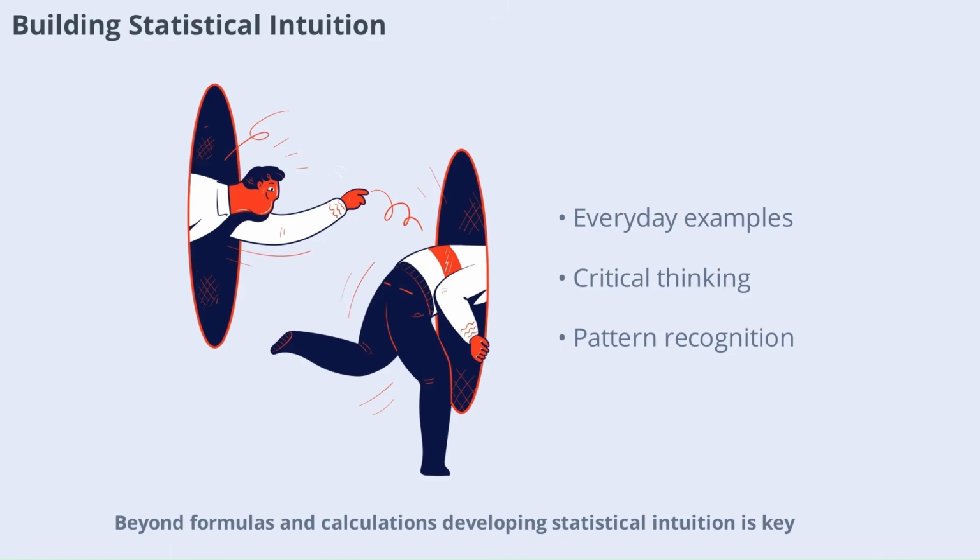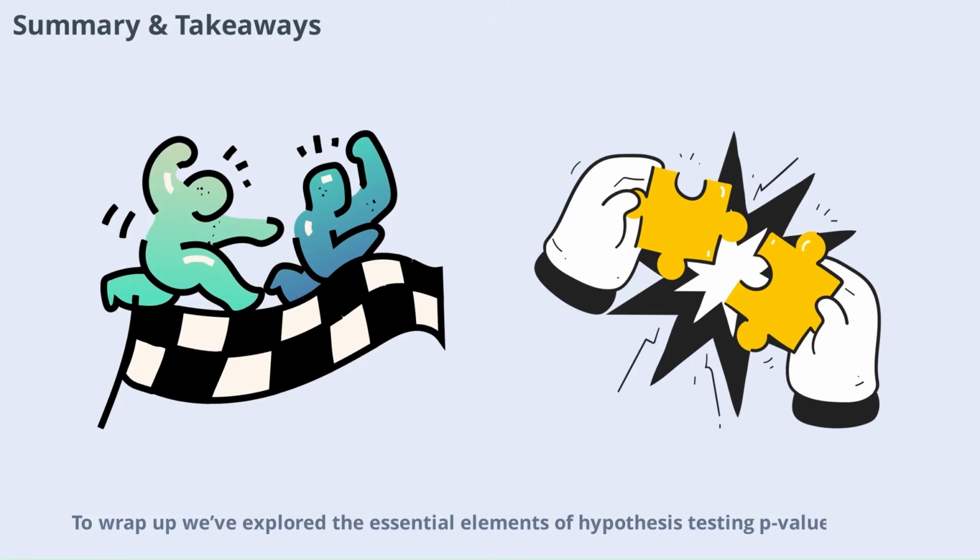Beyond formulas and calculations, developing statistical intuition is key. Try to relate concepts to everyday situations, question assumptions, and think critically about data. With practice, you'll start to recognize patterns and make informed decisions more naturally, both in your studies and in real-world applications. To wrap up, we've explored the essential elements of hypothesis testing: p-values, errors, confidence and significance levels, and sample size. These concepts form the backbone of statistical analysis in AIML and beyond.